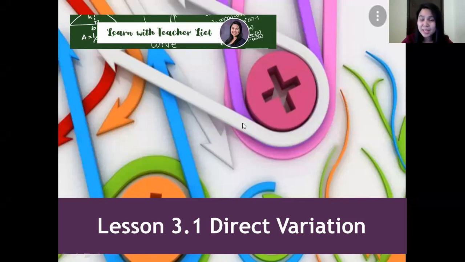Now let's start with the first lesson for chapter 3. This is about direct variation.